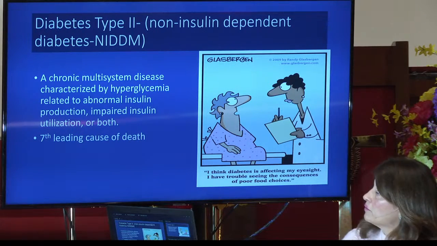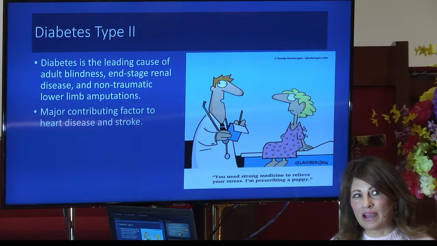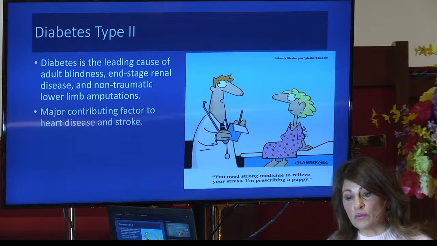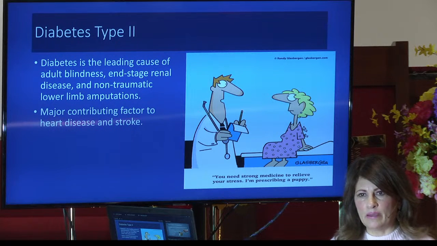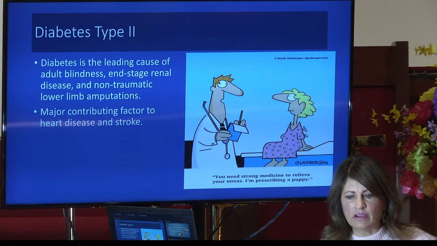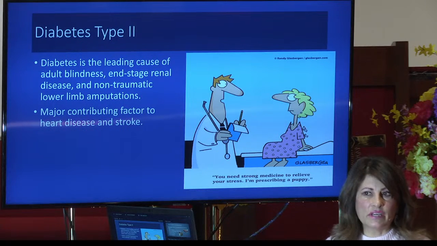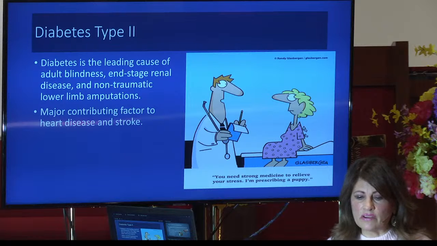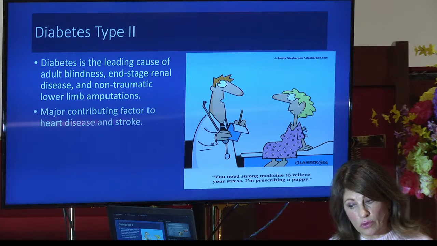So we're going to go to the next one. Diabetes type 2 is the leading cause of adult blindness, end-stage renal disease, and non-traumatic lower limb amputations. Non-traumatic, not from a motor vehicle accident. It is lower limb amputations. So it's very serious. It's a major contributing factor to heart disease and stroke.